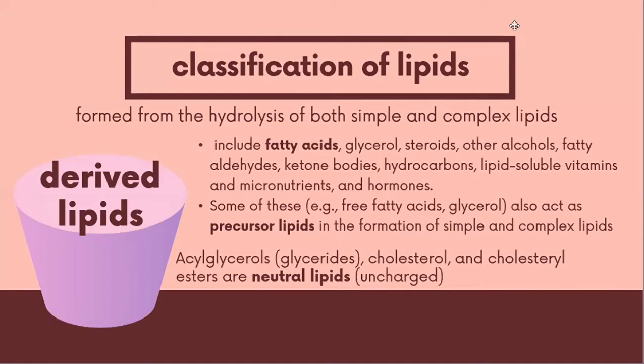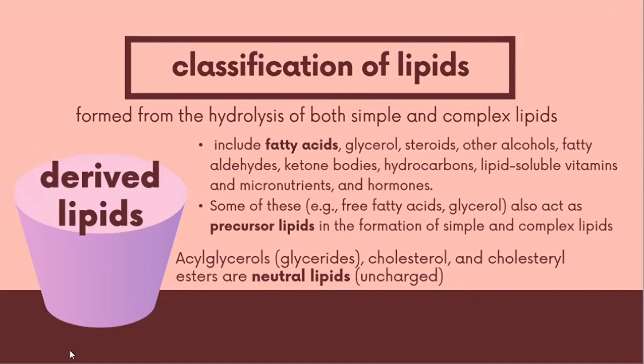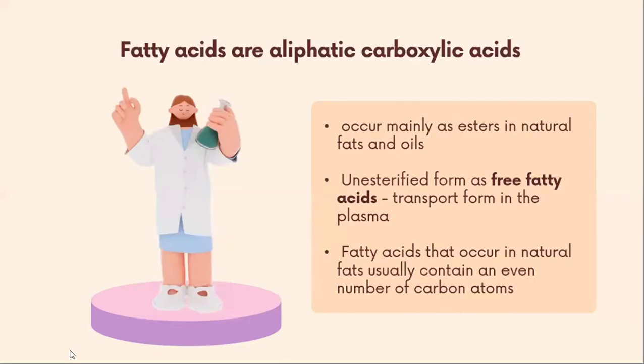Derived lipids. They are formed from the hydrolysis of both simple and complex lipids. They include fatty acids, glycerol, steroids, other alcohols, fatty aldehydes, ketone bodies, hydrocarbons, lipid-soluble vitamins, micronutrients, and hormones. Some of these also act as precursor lipids in the formation of simple and complex lipids. Examples are your acylglycerols and your cholesterol esters, which are neutral lipids.